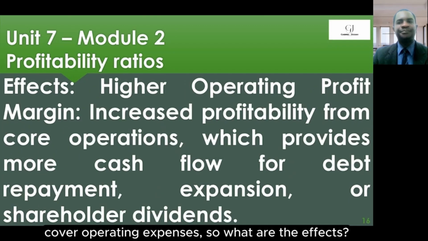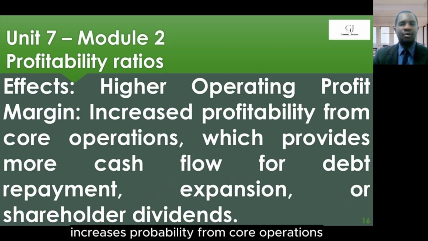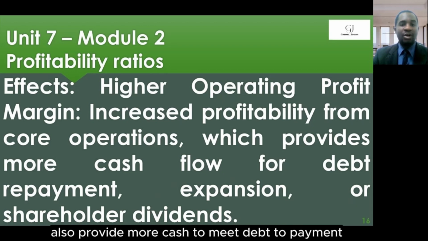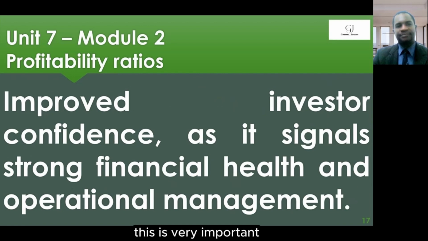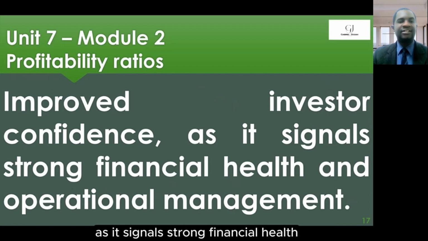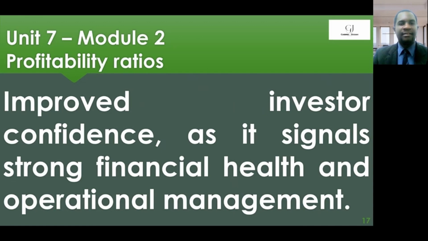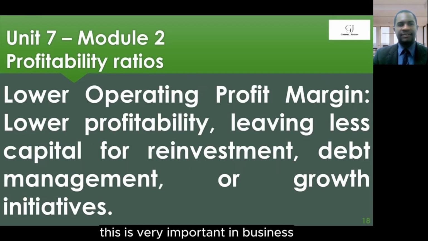So what are the effects? Higher operating profit margin increases profitability from core operations, also provides more cash flow to meet debt repayment, also helps to expand the business, and also provides shareholders dividends. This is very important. It also improves investors' confidence as it signals strong financial health and operational management. This is very important in business.